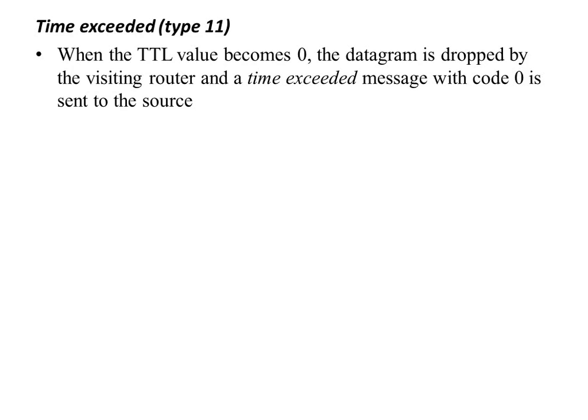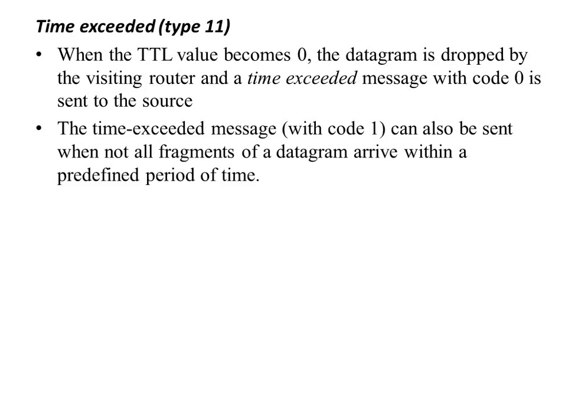So when the TTL value becomes 0, the packet will be dropped by the visiting router, and the time exceeded message with code 0 will be sent back to the source. So this code 0 informs that the error has occurred because the time has elapsed. Now code 1 can also be sent. What does code 1 mean? When the time exceeded message comes with code 1, it indicates that not all the fragments of the data arrived within the predefined period of time. That means the fragments you have sent have not all arrived at the destination within the predefined period of time. So this is the error you can get at the source end if all the fragments are not received. If the TTL is 0, you will get code 0. So this is what time exceeded is, and its type is 11.